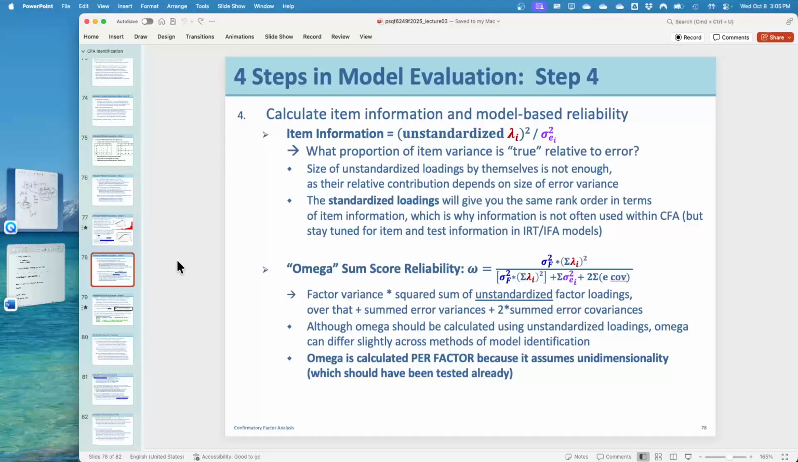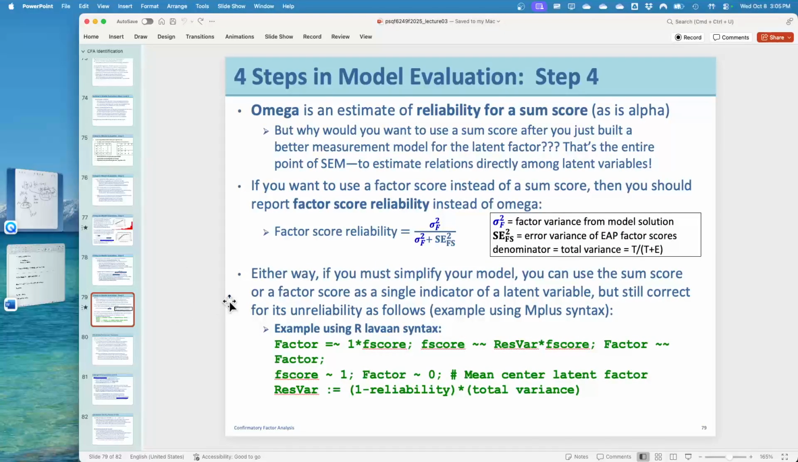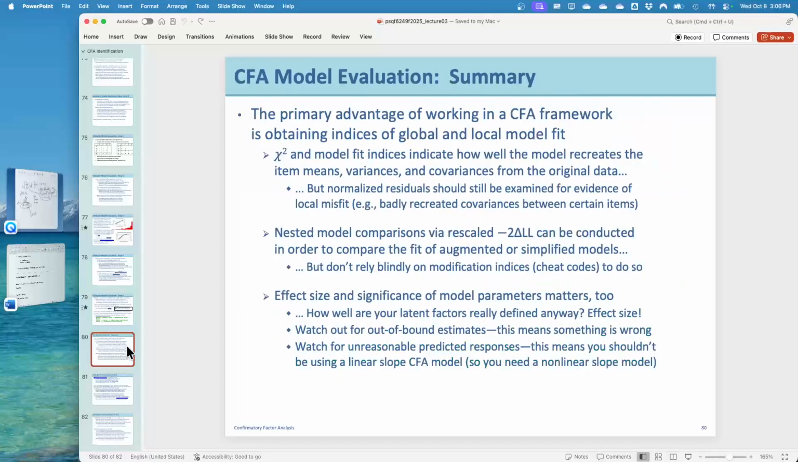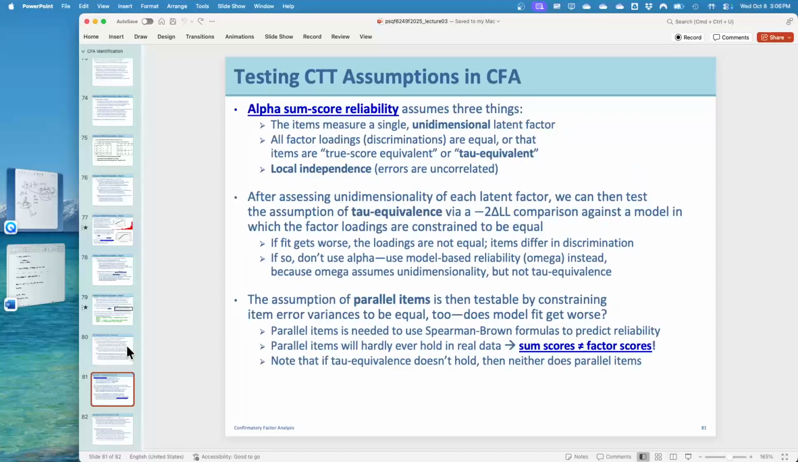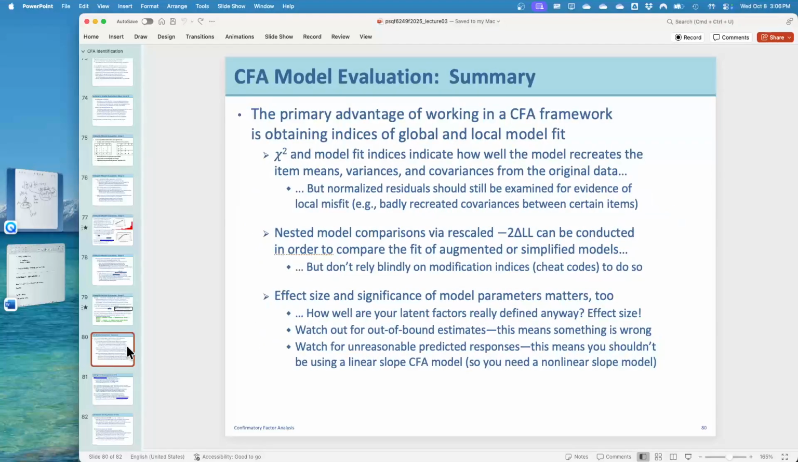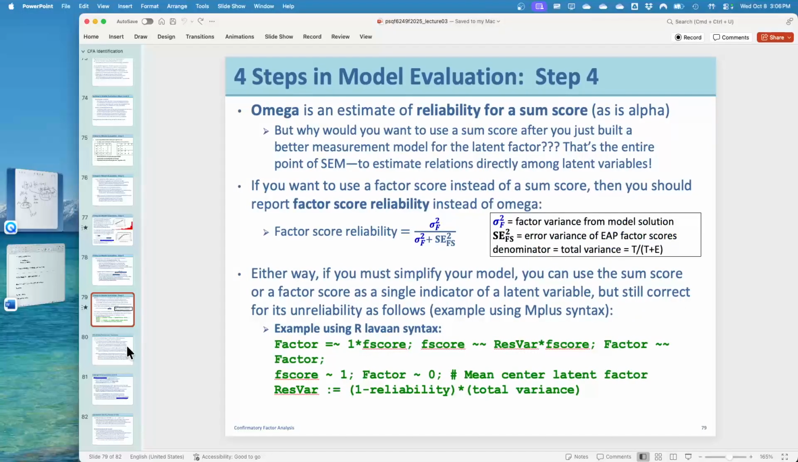So in a more organized semester, I'd probably spend some more time on this, but there's the factor score reliability formula right there as well. Okay. Any questions on reliability before I move on? All right.